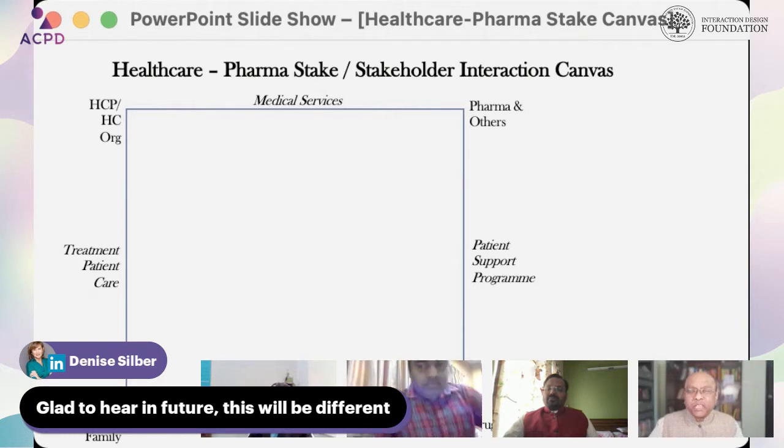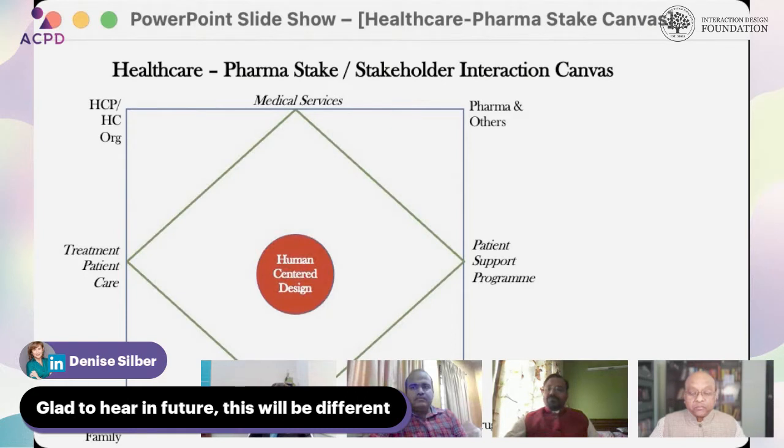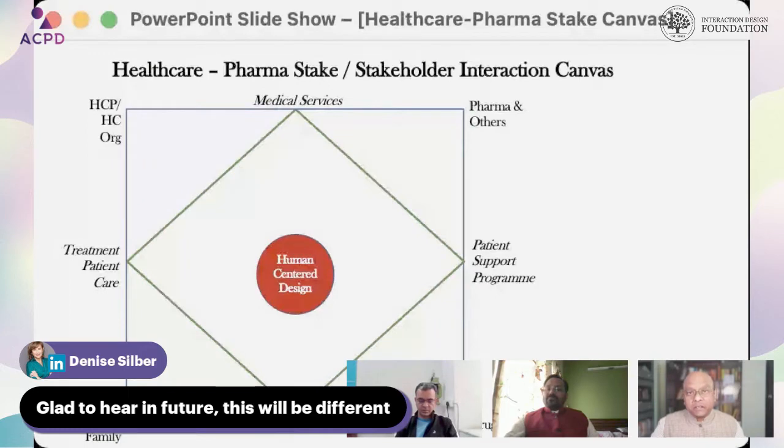Why have I put this point? Because these are the areas of broader interaction in the healthcare and pharmaceutical industry. The whole ecosystem wants to deliver a human-centered healthcare system. We want to give them the best-in-class patient experience. That's the ultimate goal of all the stakeholders we have here.